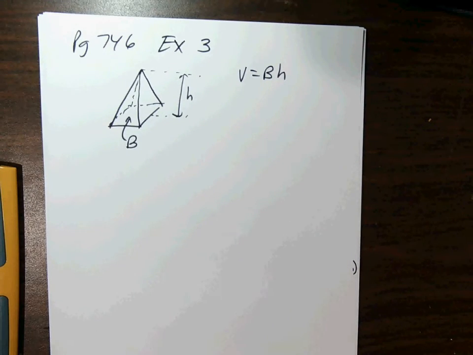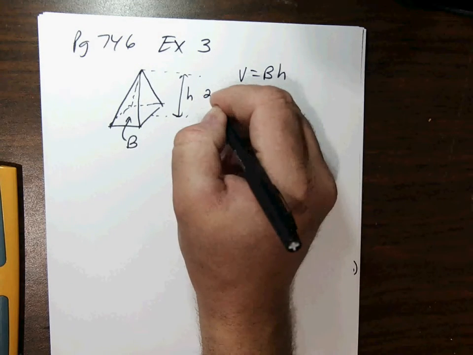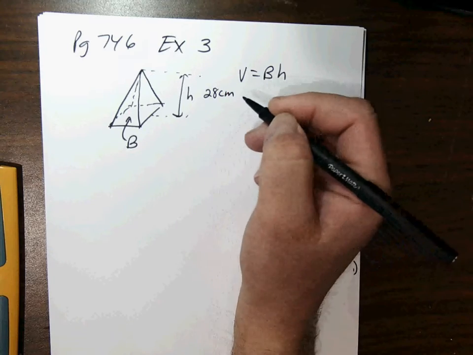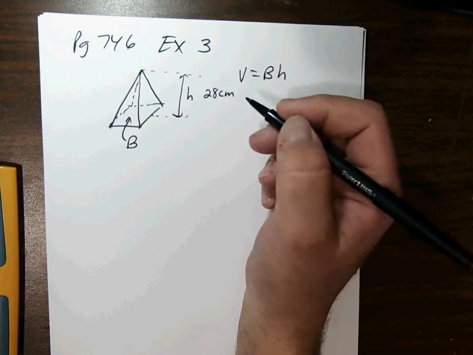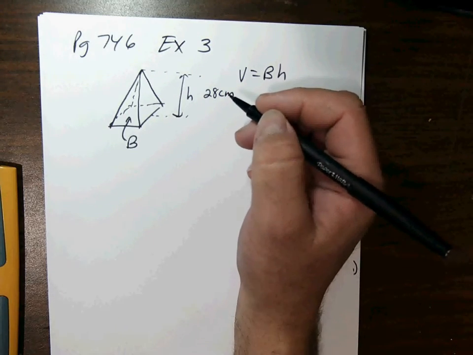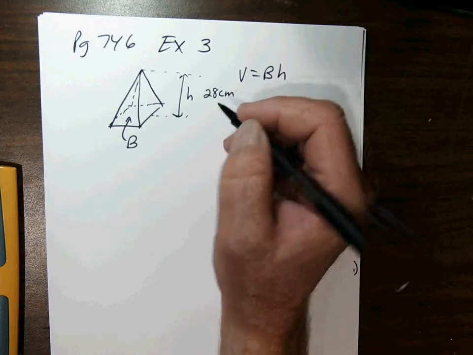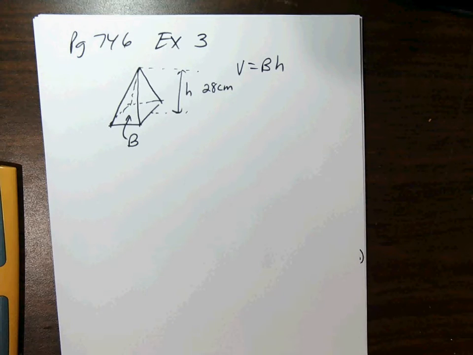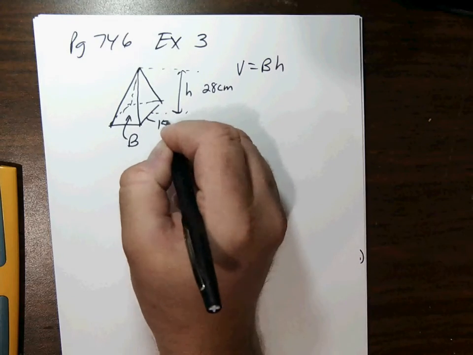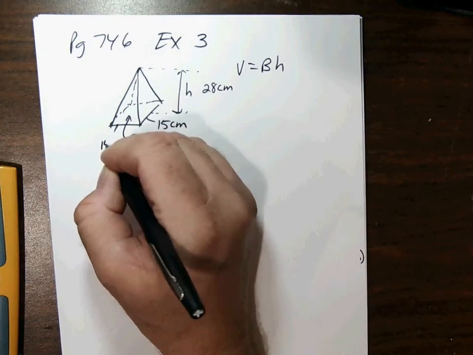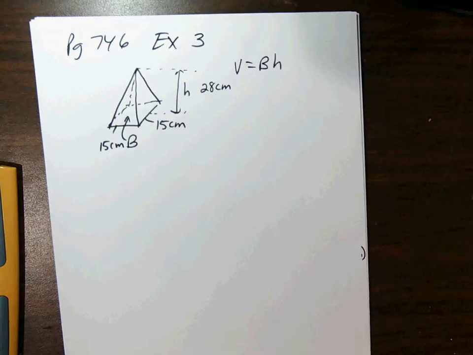Well, find the volume of a pyramid that has a height of 28 centimeters, so 28 centimeters high, and has a square base. Now that's a crucial piece of information, a square base. If it wasn't a square, I'd have to figure out a different way to calculate that base, but I'm told a square base, 15 centimeters on the side, so 15 centimeters there, 15 centimeters there, it's a square, no problem.